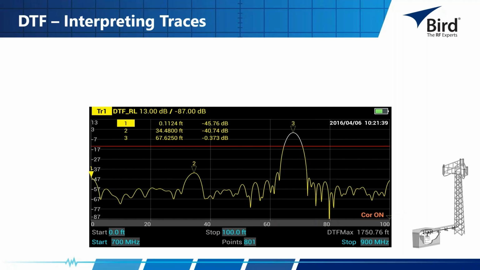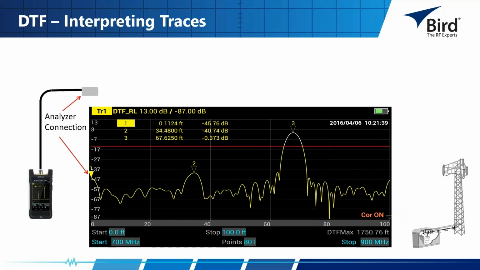Down in the lower right corner, you see the COR on displayed. That means that I have gone through the calibration process. So now I'm going to examine what my sweep is. If you look there, marker 1 is roughly at 0 feet, and it's at negative 45 dB. That's the initial connection point on my sweep, and you can think about the diagram as the connectors and everything appear at the top.